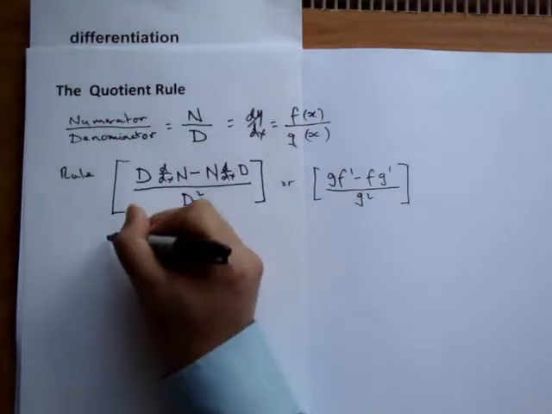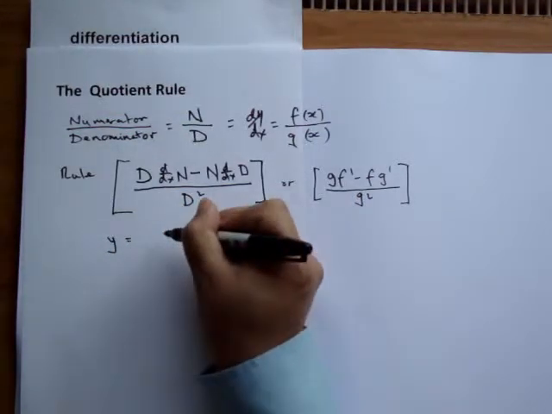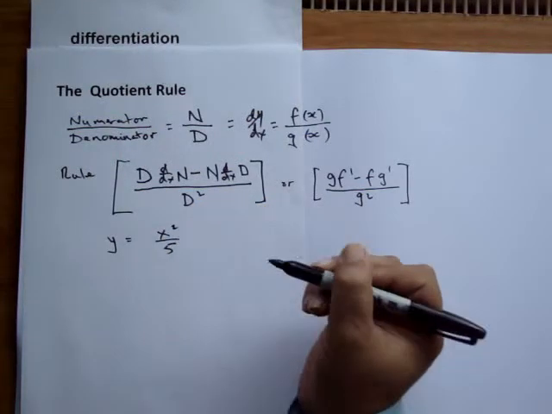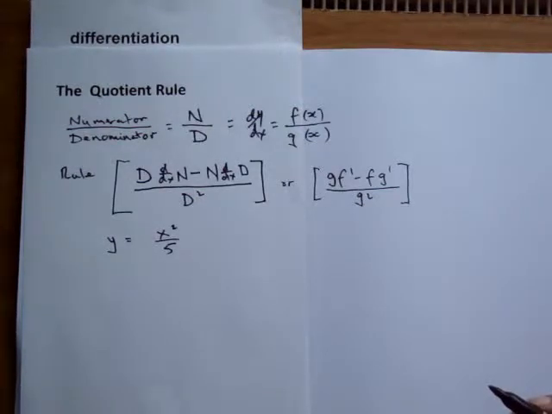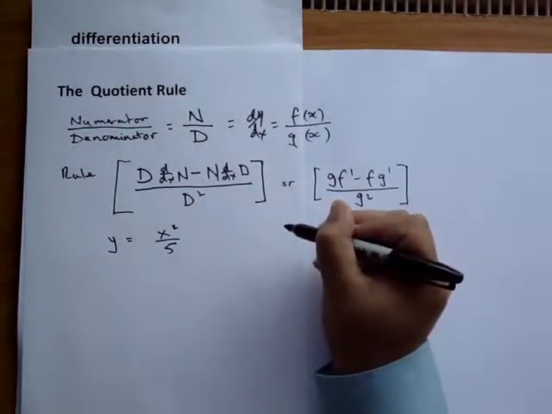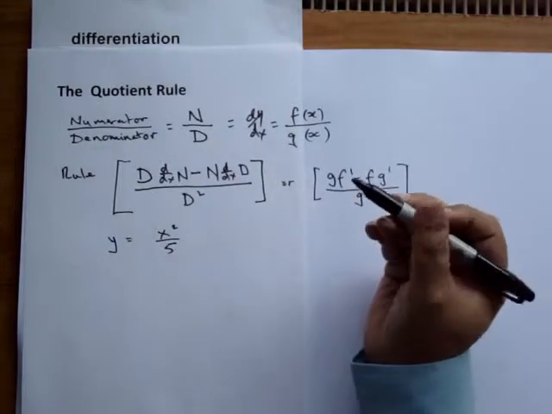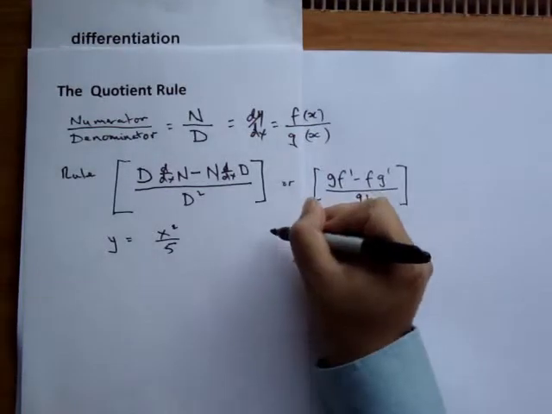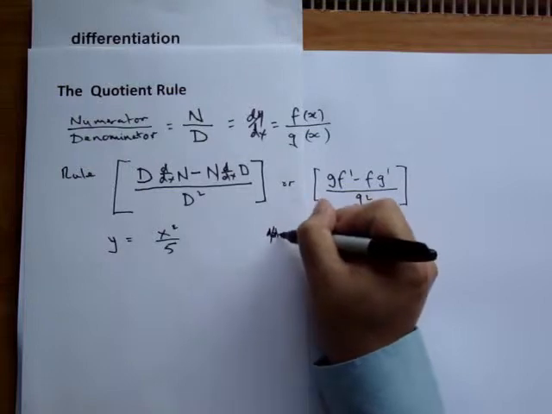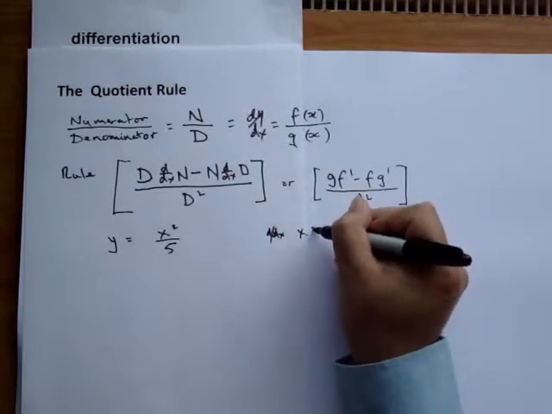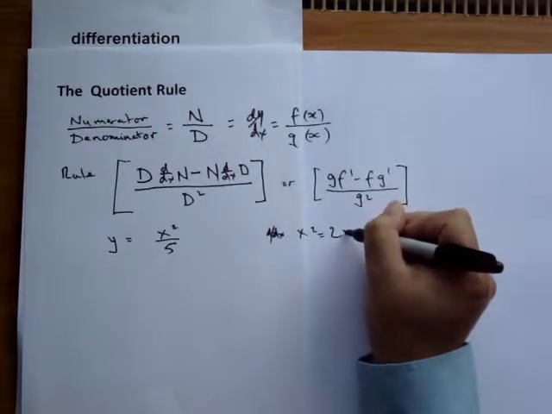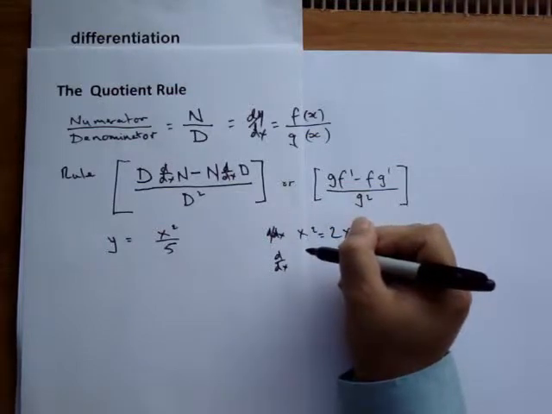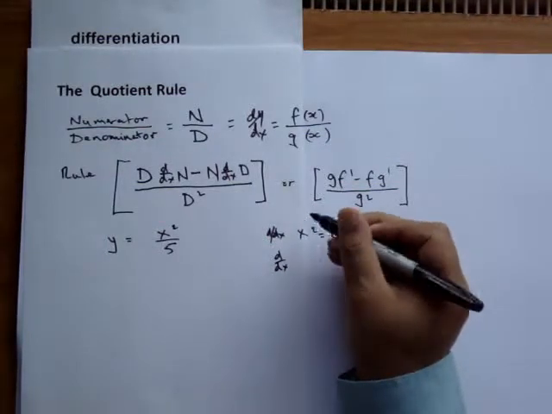For example, if we had y equals x squared over 5, we find the derivative of x squared and the derivative of 5, and write them down. So d by dx of x squared is 2x, and d by dx of 5, which is a constant, is 0.